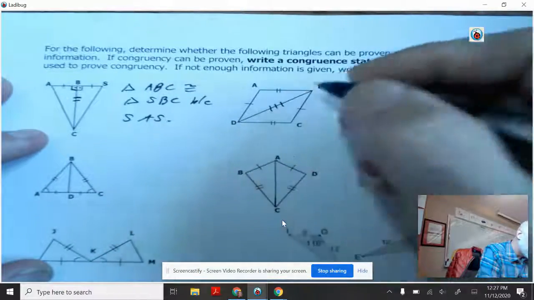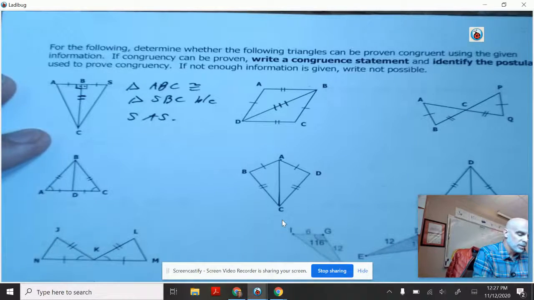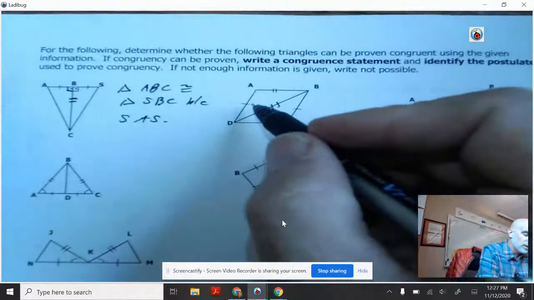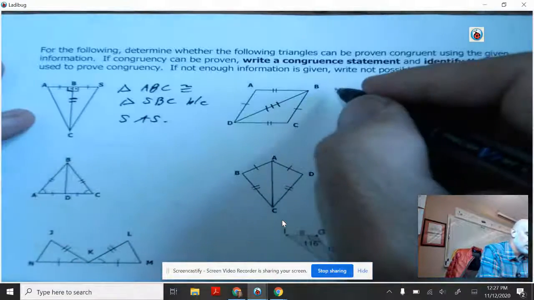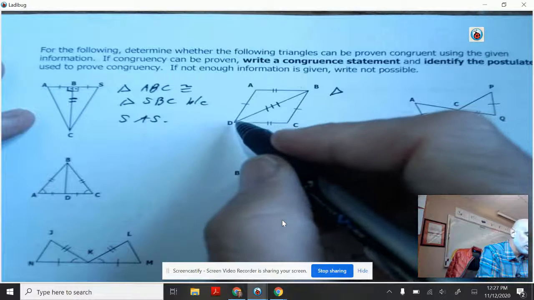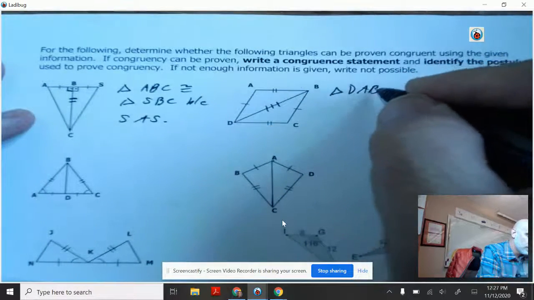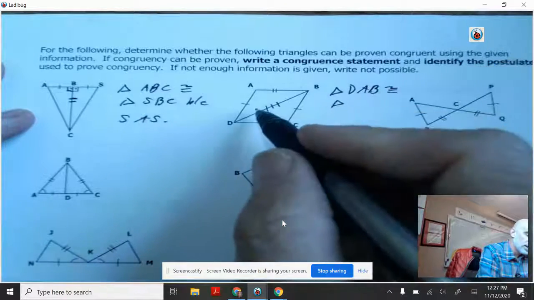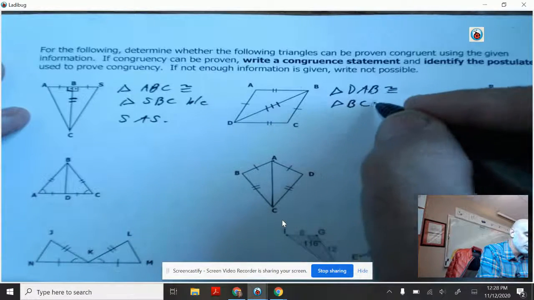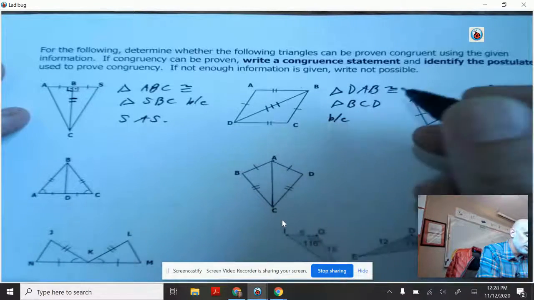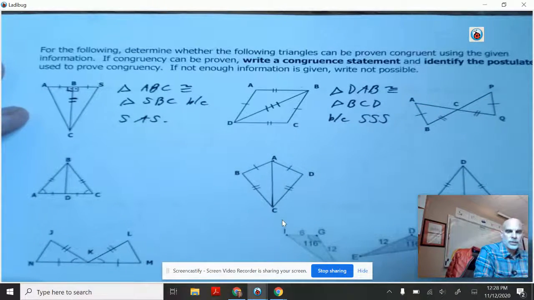This one, they share this side. So anytime there's a shared side, you can see shared sides all over the place here. Some of them don't have shared sides. But I'm looking at the markings right here, and I notice that this one's marked with SSS, and so is this one. So I'm going to say it again. Triangle, I'll start here, DAB is congruent to triangle, now I've got to name this one in the same order, and technically that would be BCD, because of side-side-side. All right, that's how you're going to answer these.